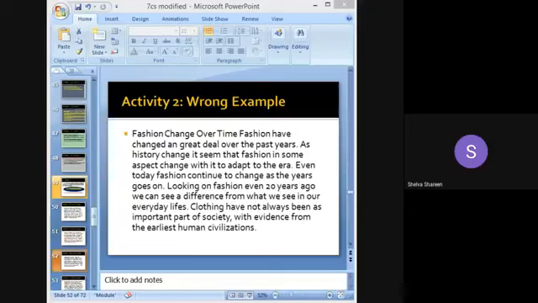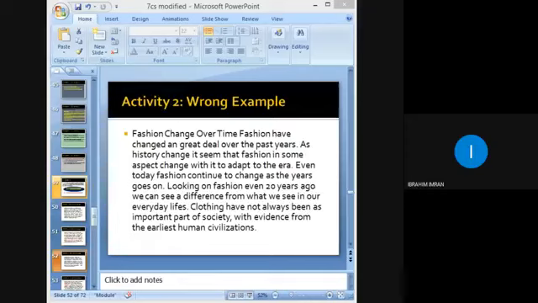Next sentence. Looking on fashion even 20 years ago. Looking at fashion, even 20 years ago. It seems I have taken your mind to the gym. We all are working and thinking. Looking at fashion even 20 years ago, we can see a difference from what we saw in our everyday lives, not lives. Instead of C, it's O. Okay, next.